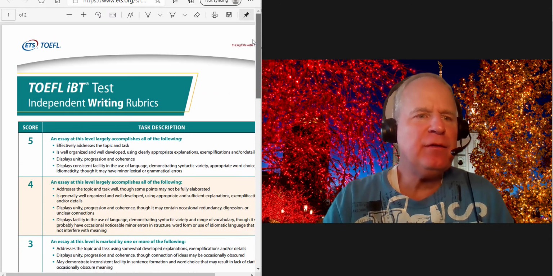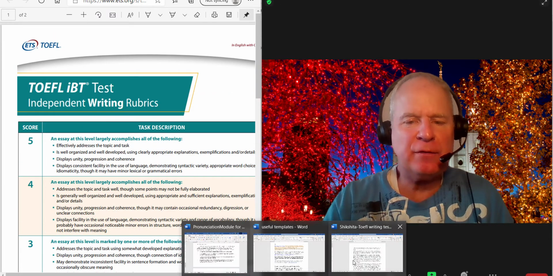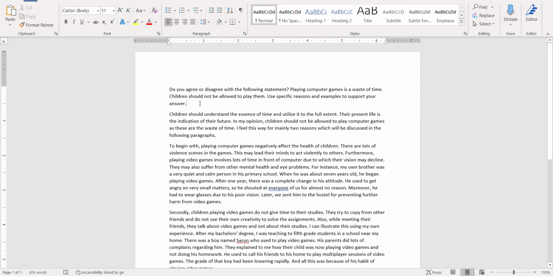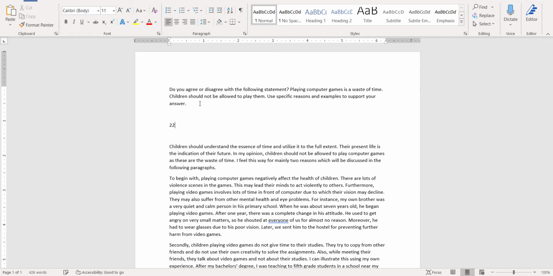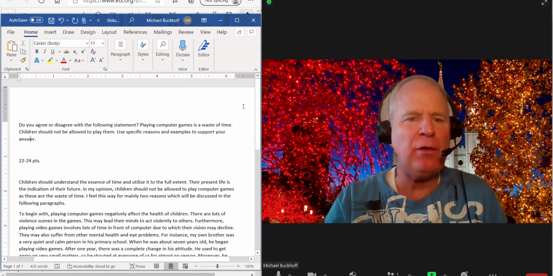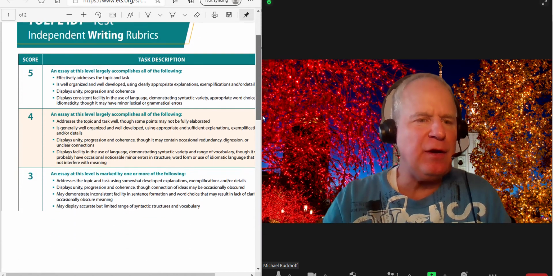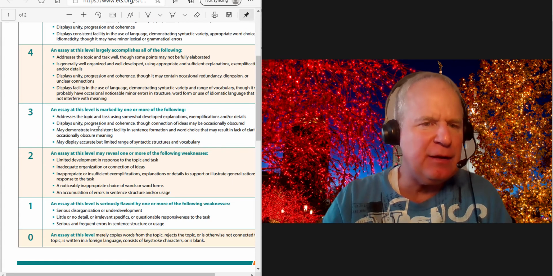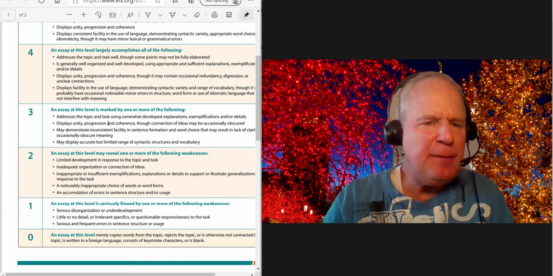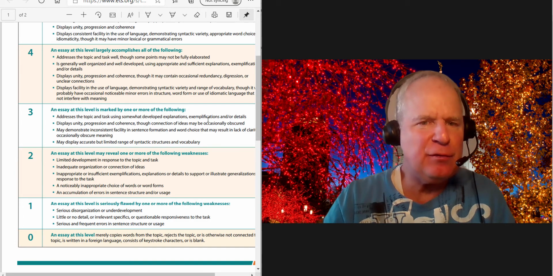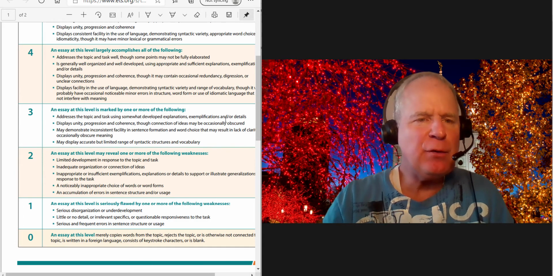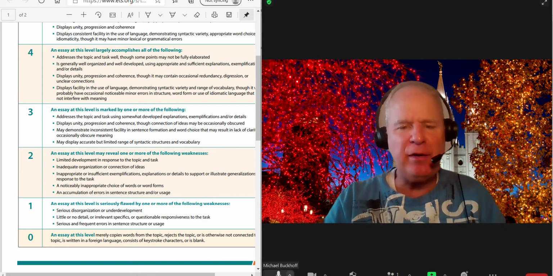Okay, here is the independent writing rubrics, and this is your essay. So my first impression is 22 to 24 points on the writing. I think that is a pretty accurate score there, right? So why is that? If you look at the rubrics here, in the 3 range, you have some inconsistent facility in sentence formation. Displays unity, progression, coherence, though connection of ideas may be occasionally obscured. So I think you can probably improve a little bit in those areas.